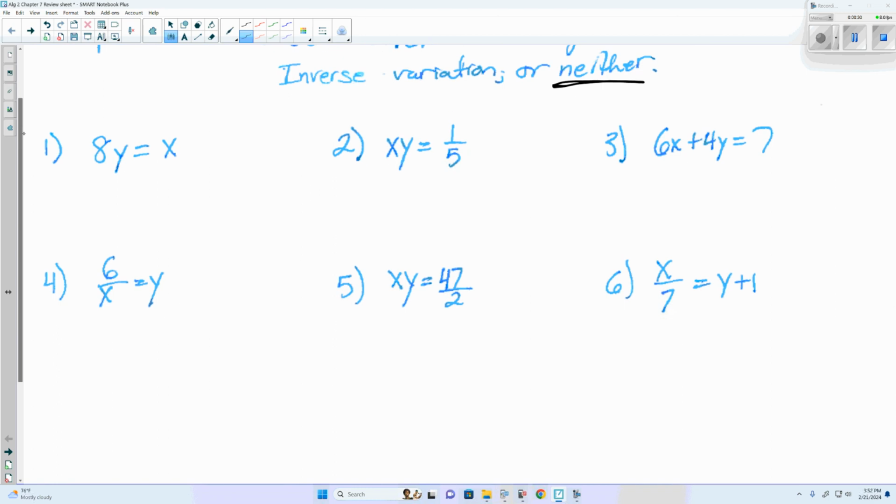And looking at 1 through 6, well, number 3 has addition, so this is neither direct nor inverse variation. Number 6 has addition, so this is neither also.